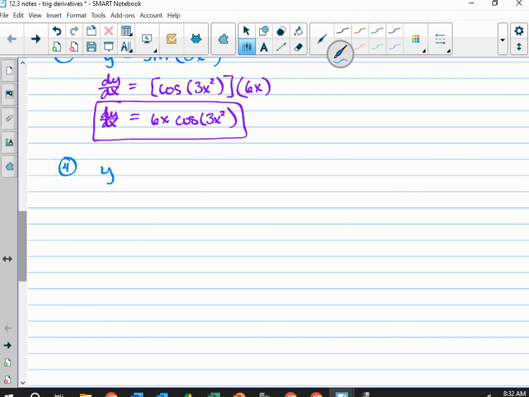Okay, y equals, same directions, find dy dx. Y equals 3x cubed times the sine of 2x. What's different this time? Yeah, there's a product rule, right? Because do you see 3x cubed times sine of 2x? So try doing this one with the product rule.